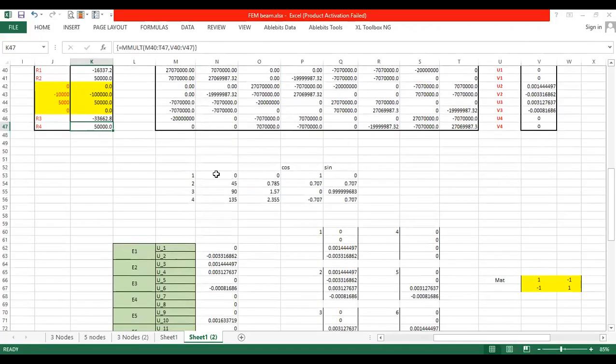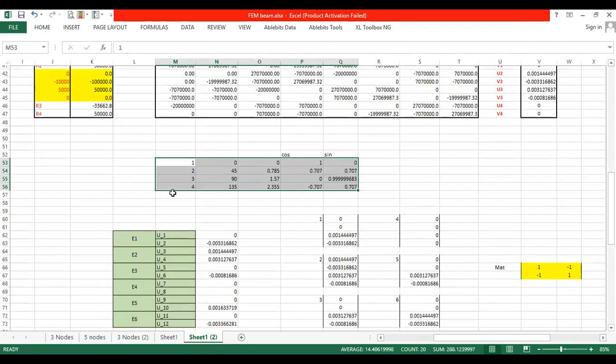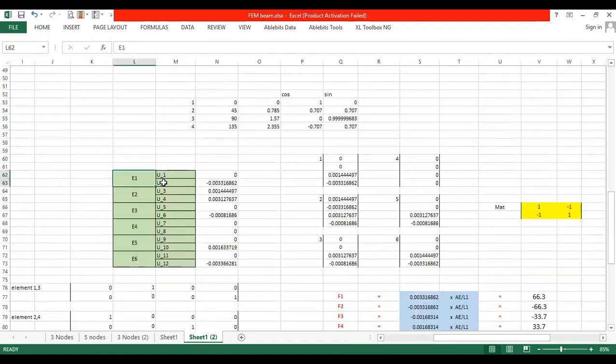So what I'm going to do is, theta is again here, right? This is for element 1. These are the local displacements along the longitudinal direction: U1, U2 for element 1, U3, U4 for element 2, U5, U6 for element 5.